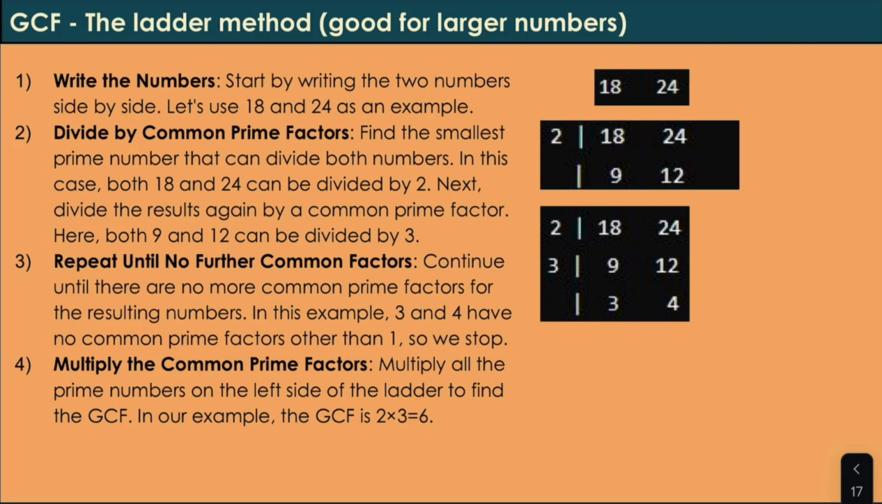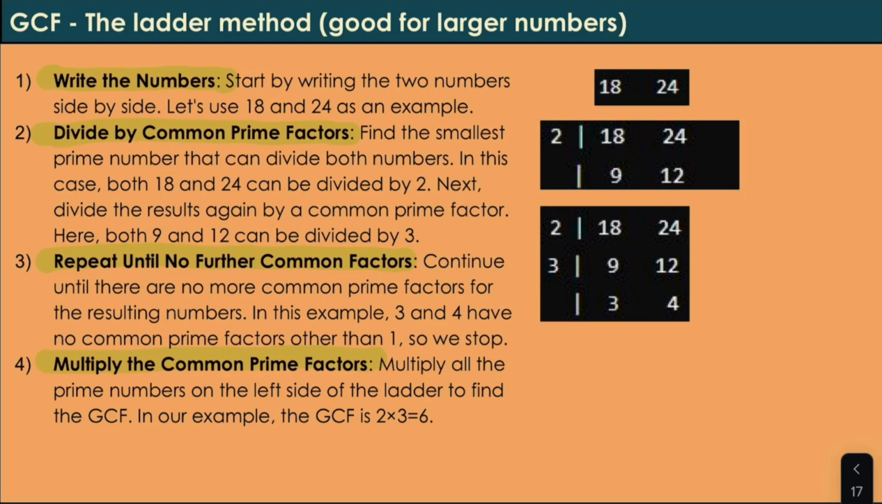So we'll now have a look at the ladder method. This is really useful for larger numbers. So we have this step-by-step process. Write the numbers. Divide by common prime factors. Repeat until there are no further common factors. Then we simply multiply the common prime factors.